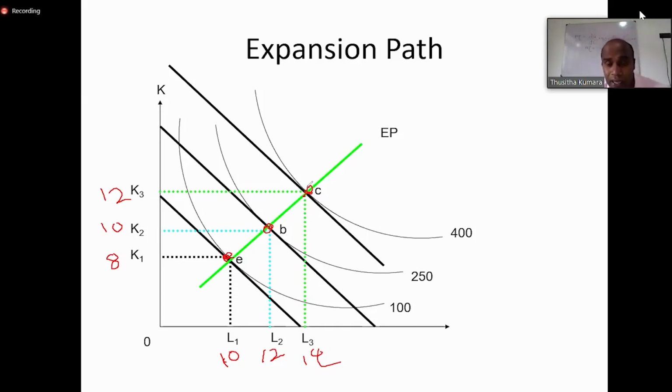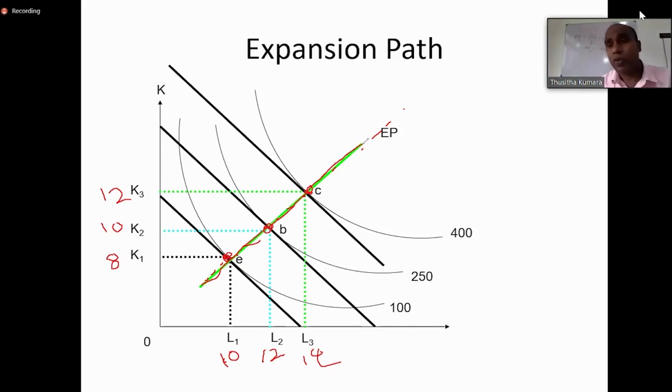If we are allocating our resources efficiently, then it should be something like 8 capital and 10 labor, 10 capital and 12 labor, 12 capital and 14 labor. Likewise, you can have any point here, or any point here. All these points are efficient. Therefore, we say expansion path shows us different combinations of capital and labor that satisfy the efficiency condition, which is MRTS equal to W by R.